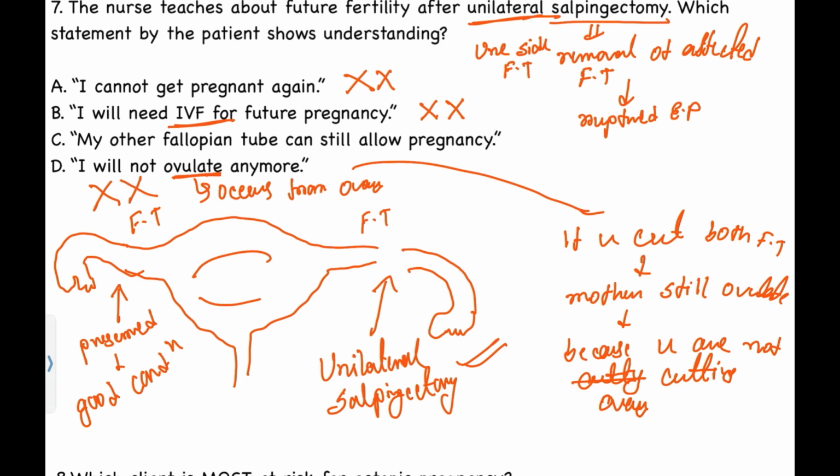Now, what will be the correct answer? The correct answer will be option C, my other fallopian tube can still allow pregnancy. Why? Because the other fallopian tube is still preserved, still in good condition. That's why option C will be the answer. It indicates that the mother understands the concept of unilateral salpingectomy. So question 7's answer will be option C: my other fallopian tube can still allow pregnancy.